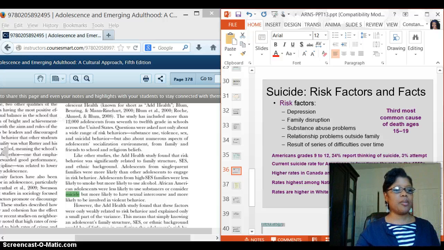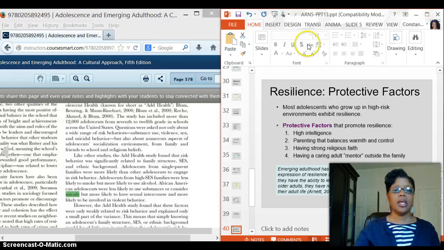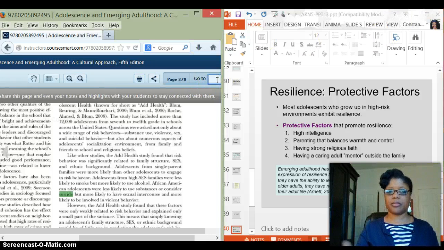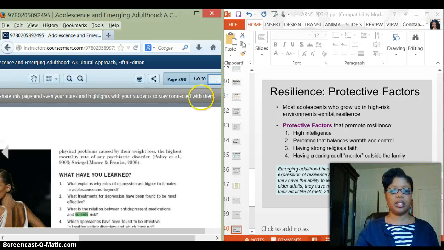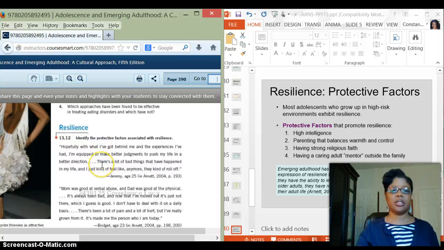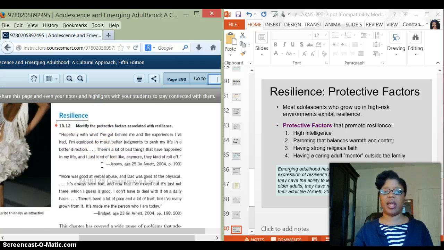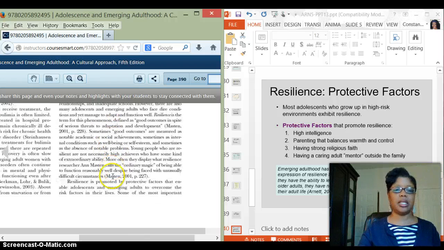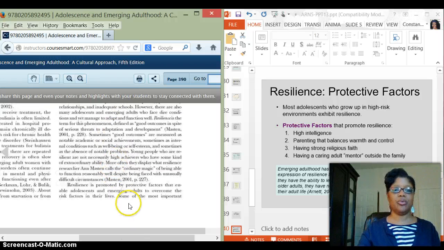Okay, let's talk about distinguishing between potential protective factors and risk factors. So we're going to go to slide 40. And over here, we're going to go to page 390 in the textbook. And we're talking about resilience, risk factors, and protective factors. And one of the things I wanted to do in 390 is actually define resilience.